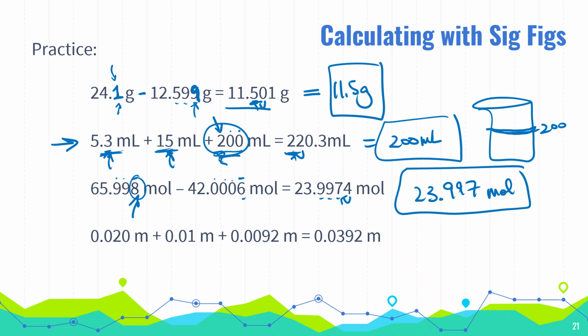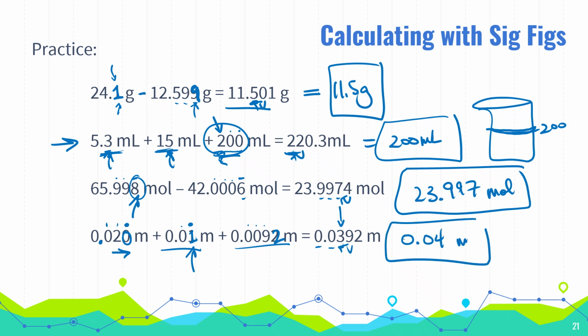Last one. This 0 is significant because it is to the right of a non-zero digit and there's a decimal. So I've got tenths, hundredths, thousandths. How about this one? Here I've got tenths, hundredths. How about this one? I've got tenths, hundredths, thousandths, ten-thousandths. What's the biggest? It's going to be that hundredths place. So I'm going to round to the hundredths place. That 9 is going to turn that 3 into a 4. Final answer 0.04 meters.